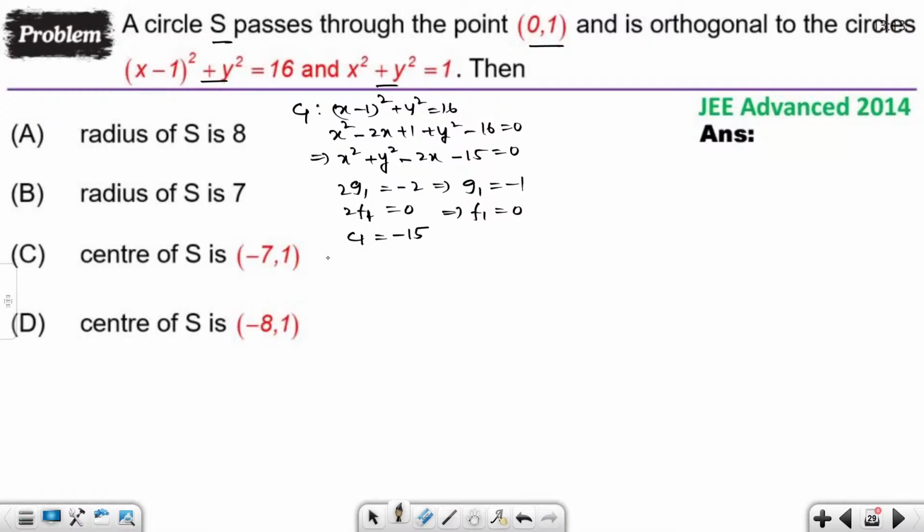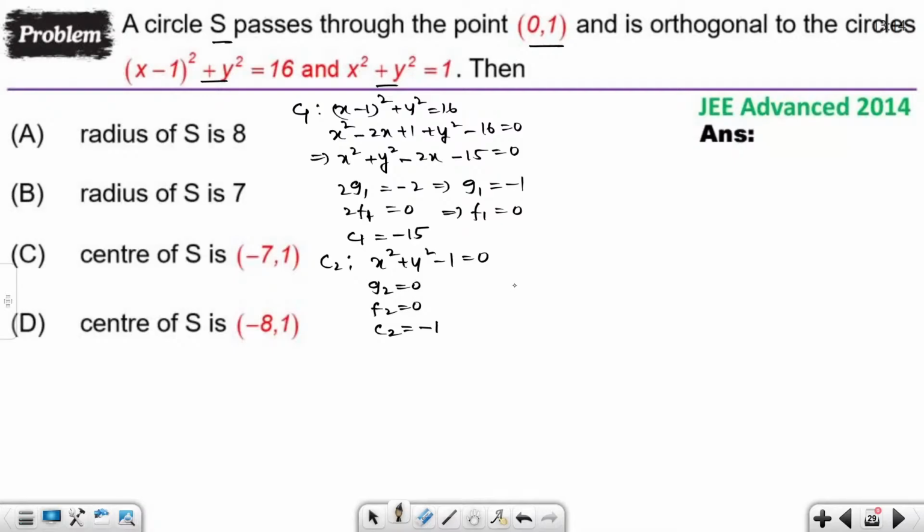And circle 2 is what? Circle 2 is x square plus y square minus 1 equals 0. So we can easily see that G2 in this case is 0, F2 is 0, and C2, the constant term in the expression of the circle, is minus 1. Now, these two circles are orthogonal to the circle S, which passes through the point (0, 1).